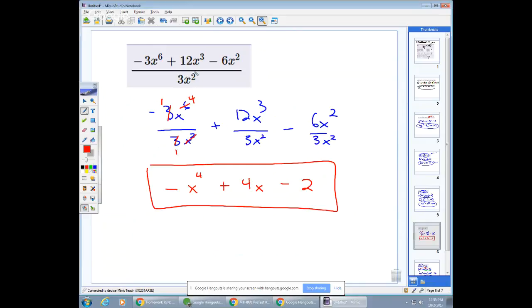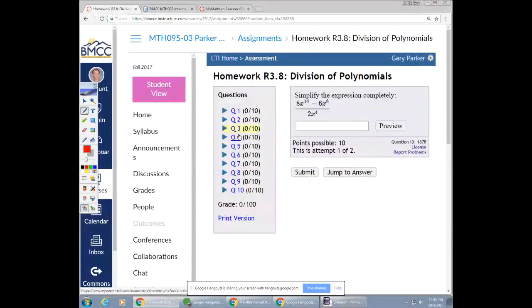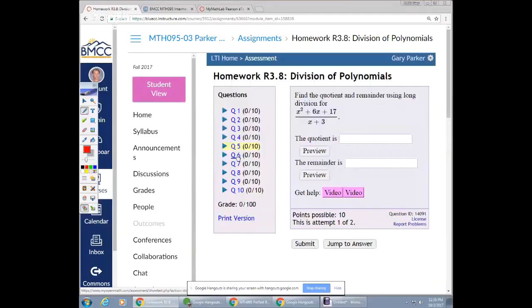So dividing by a monomial is just canceling repeatedly for each piece of the top, each term in the top. If it's a binomial on the bottom, then it's a little trickier. So let's find one of those. Then you have to do long division or synthetic division. So I'll do long division on this one.